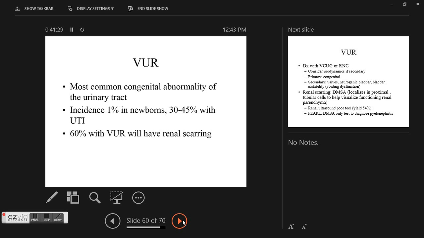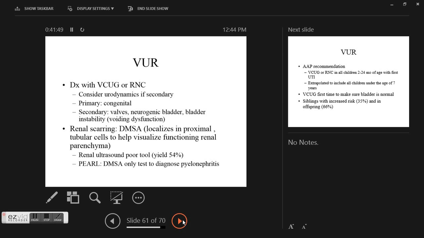Let's talk a minute about reflux, because it is the most common congenital abnormality of the urinary tract. They will not necessarily ask you about interventions with VUR, but they might ask you about VUR because it's so prevalent. You diagnose it with either VCUG or RNC. That used to be very popular on boards; it was on my boards. I don't know if it'll show up again because it's been a while. A lot of people say, well, you see hydro on your ultrasound. Is that indicative? No, you actually have to do a VCUG.